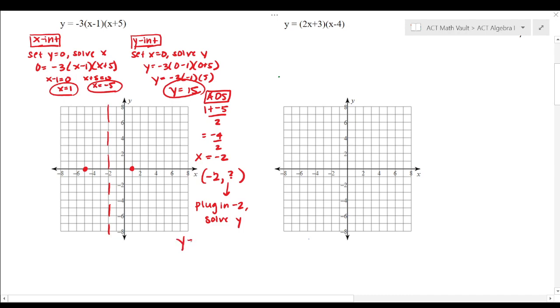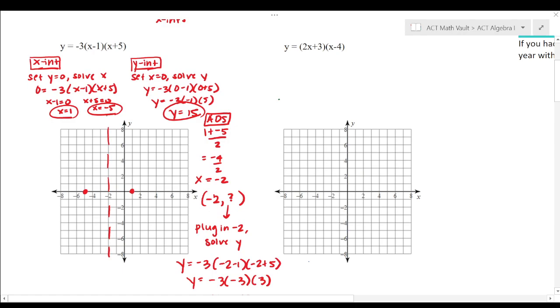So we're going to get y equals -3 times (-2 minus 1) times (-2 plus 5), and we get y equals -3 times -3 times 3. So y is 27. Okay, so that point is going to be way up high in the sky here.